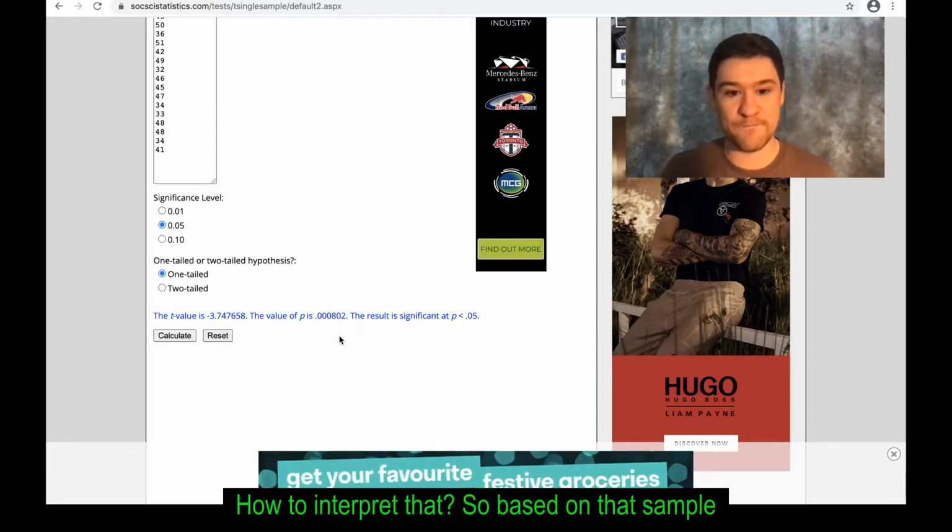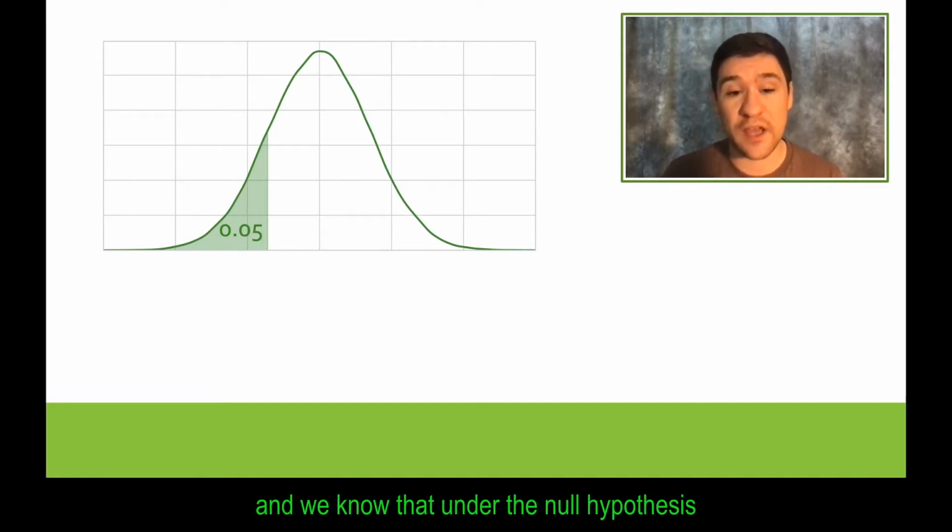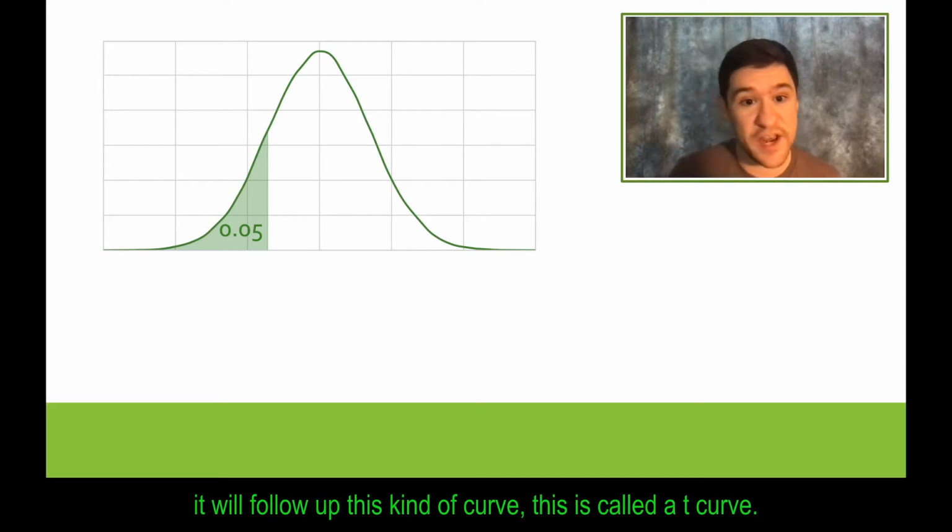How do we interpret that? Based on that sample, we can calculate some sort of statistic. We call it a t-statistic. And we know that under the null hypothesis, it will follow this kind of curve. This is called a t-curve.